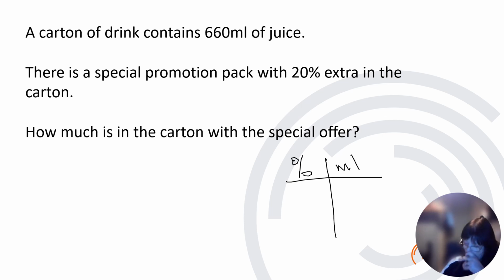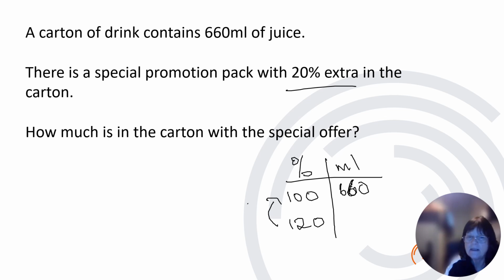Okay, so what we know is 100% is 660 mil. Okay, so that's mil. Right, and we want 20% extra, so we're going for 120%. Divide by the number above, multiply across, and you will end up with 792 mil in your special offer carton. Is that what you got?